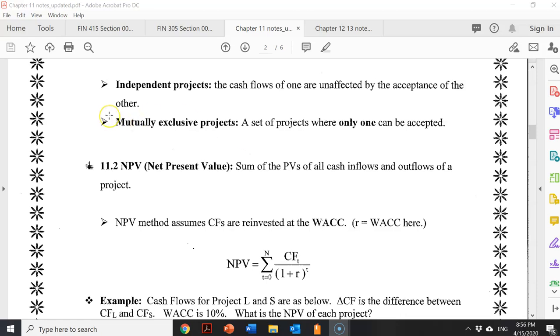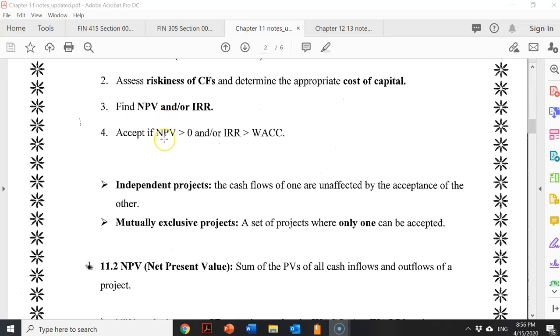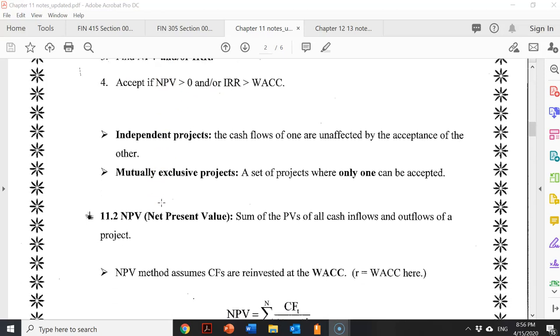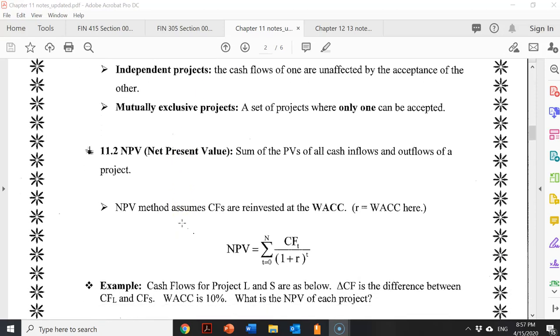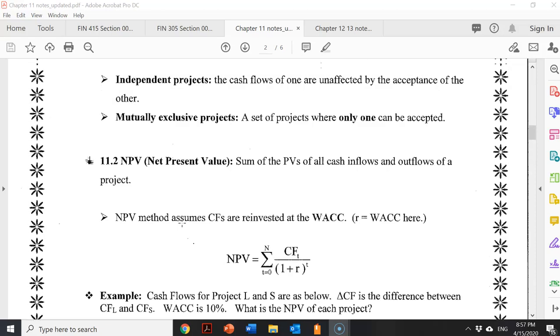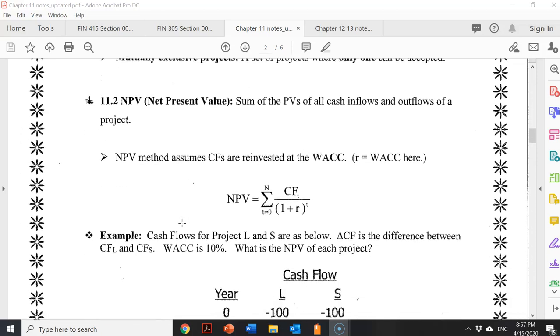The NPV has to be positive and IRR has to be larger than WACC. So when we're making decisions, we not only look at the value of NPV and IRR, we also look at whether the projects are independent or mutually exclusive. If they're independent, we can look at each project's NPV and IRR to make decisions. If they're mutually exclusive, we have to compare these acceptable projects to see which one has the highest NPV or highest IRR. We will have examples calculating these measures and making decisions.